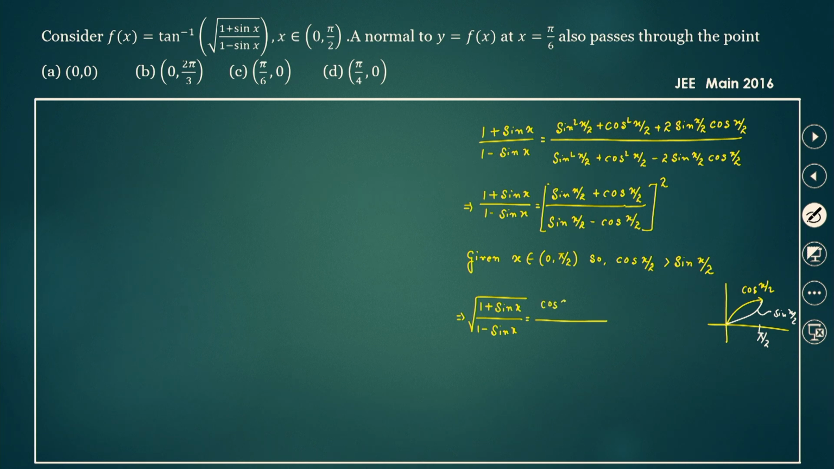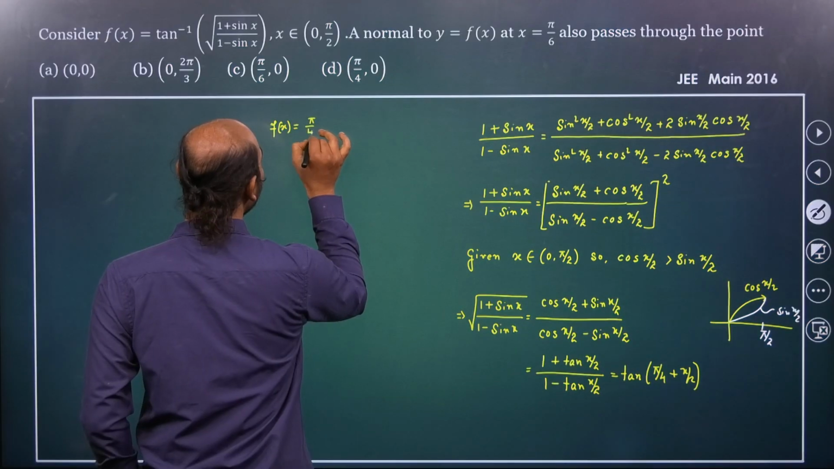we just change that function as cos x by 2 plus sin x by 2 over cos x by 2 minus sin x by 2. Now we can divide the right hand side everything by cos x by 2. So we'll have 1 plus tan x by 2 over 1 minus tan x by 2. That's equivalent to the formula of tan of pi by 4 plus x by 2. So we can easily say that the function f(x) is equal to tan inverse of this, so we get pi by 4 plus x by 2.